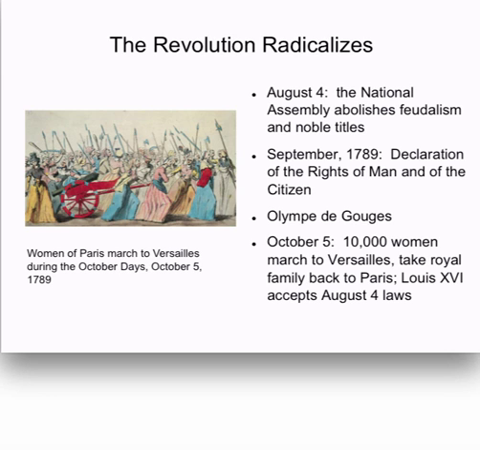So, in this attack on October 5th, the king and queen just barely escaped with their lives, and what ultimately wound up happening was that they were taken back to Paris and essentially put under house arrest for the rest of their lives. And under duress, Louis XVI finally did accept the abolition of the nobility on August 4th. So he basically became a prisoner of the revolutionaries in Paris.